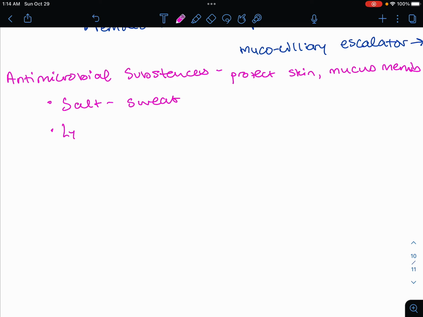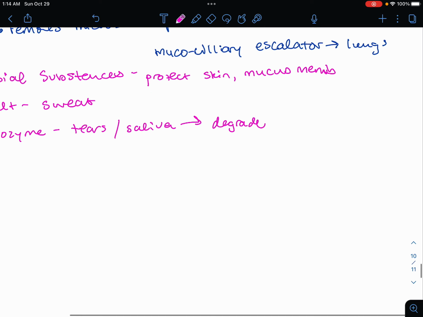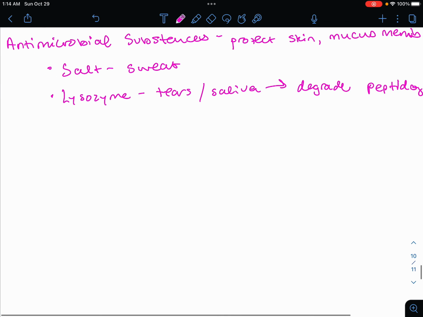We also have lysozyme. This is an enzyme that will be found in tears, as well as saliva. And this is going to degrade the peptidoglycan. Remember, peptidoglycan is seen in gram-positive bacteria.